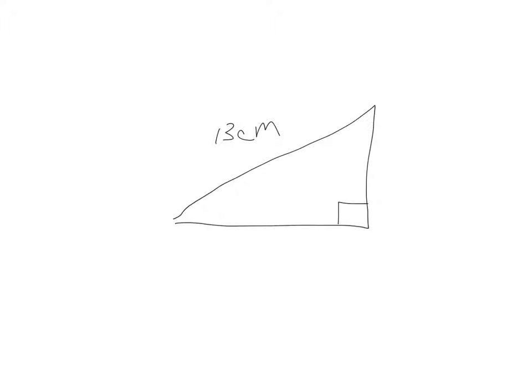For example, if we have a triangle and we know that the hypotenuse is 13 centimeters and one of the two sides is 5 centimeters, it doesn't actually matter which one because the math ends up the same, but let's say that side, and we're looking for, let's say, side B, we can say that 5 squared plus B squared equals 13 squared.